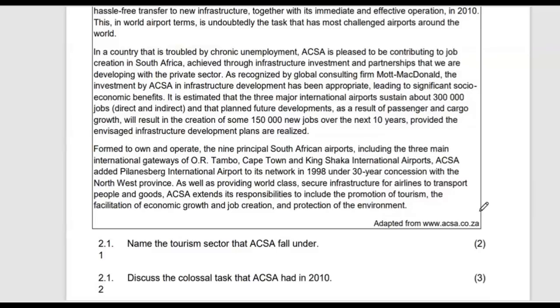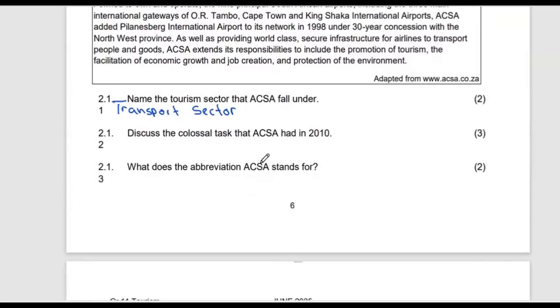So the next question says, name the tourism sector that AXA falls under. So AXA falls under the transport sector. It falls under the transport sector because it is responsible for maintenance of airports and operations of airports. So it falls under the transport sector.